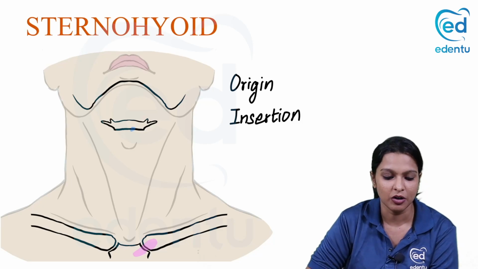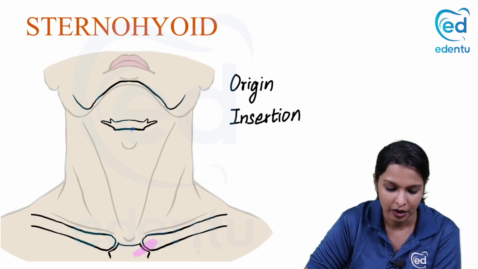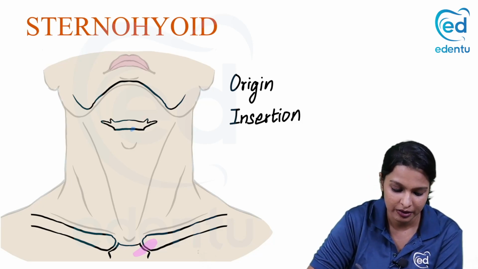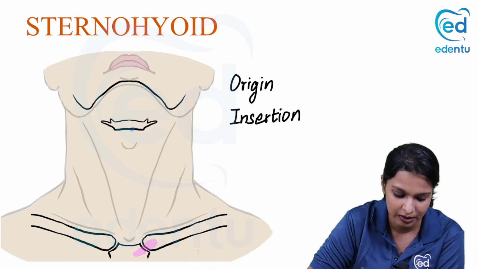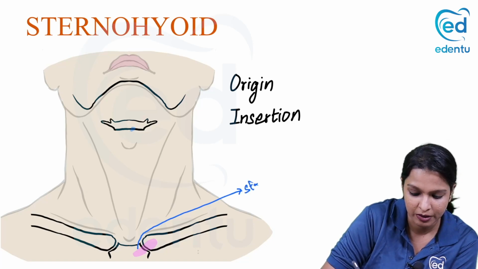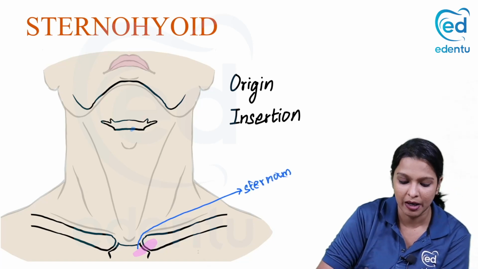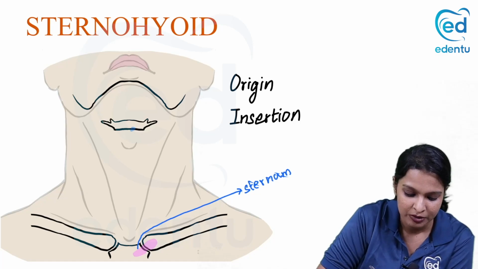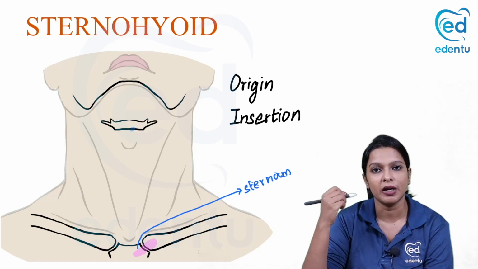The third muscle is called sternohyoid. Now, what is its origin? This one is also arising from the posterior aspect of manubrium of sternum and the adjacent part of the clavicle. So can you guess which is the higher one and which is the lower one?